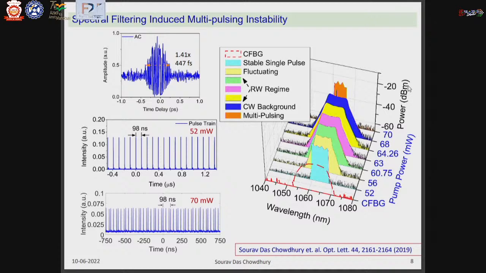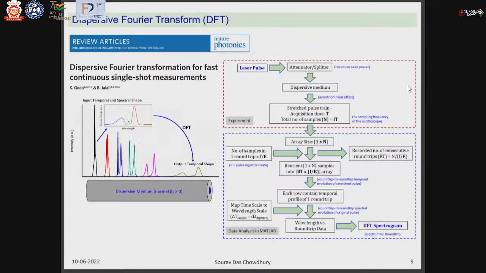But what happens when I increase the seed oscillator pump power itself, I can see there is a change in the pulse spectrum. In the frequency domain, the spectral shape changes from a near rectangular shape to a trapezoidal shape, and finally relaxes into a triangular shape. To study what is happening exactly during this transition, I use a method called DFT, which is a very new and popular method right now.